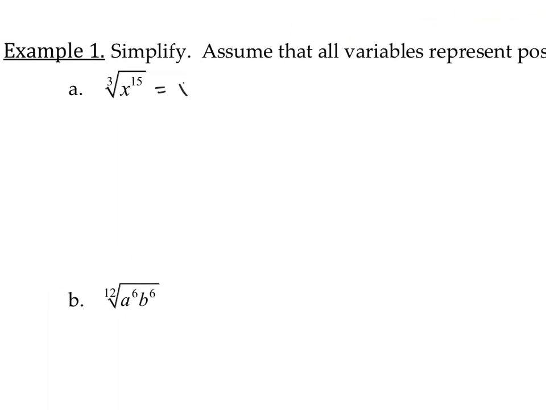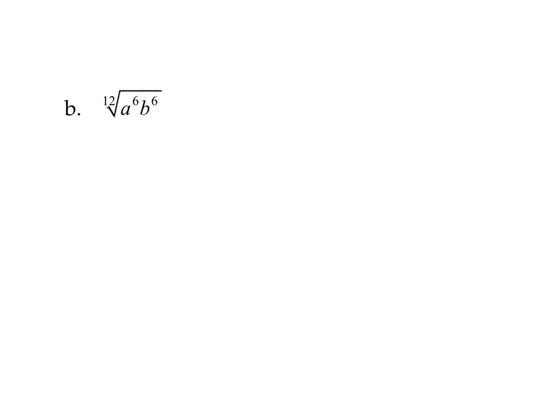So this would be x to the 15/3. And then we're just going to actually do the math. 15/3 is 5, so this is just x to the 5th. And that is fully simplified.